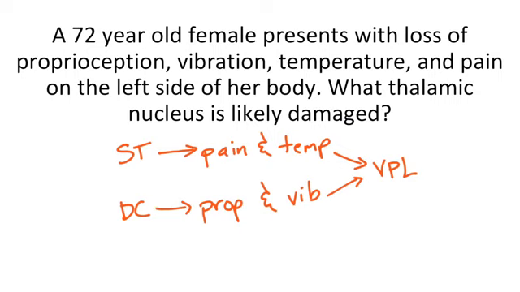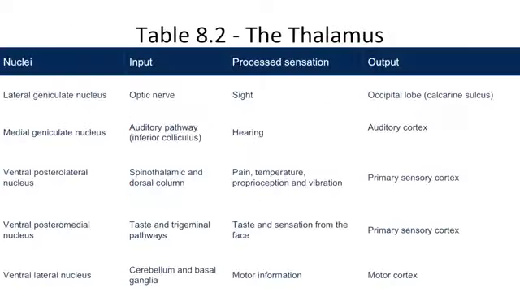Because both of these pathways decussate, or cross over to the opposite side of the body, we can assume that the right VPL must have been damaged. So again, the right VPL was likely damaged. From table 8.2, we can see that both the spinothalamic and dorsal column tracts convey their information to the ventral posterolateral nucleus of the thalamus. If this example was confusing, I encourage you to go back to section 2 and watch the videos about the spinal tracts. The goal here is not to focus on the spinal tracts, but the nuclei of the thalamus.